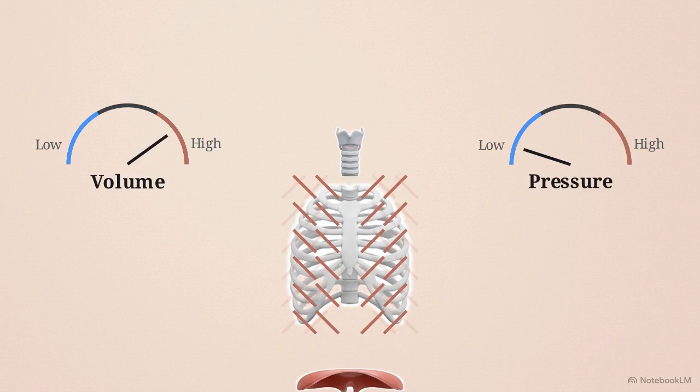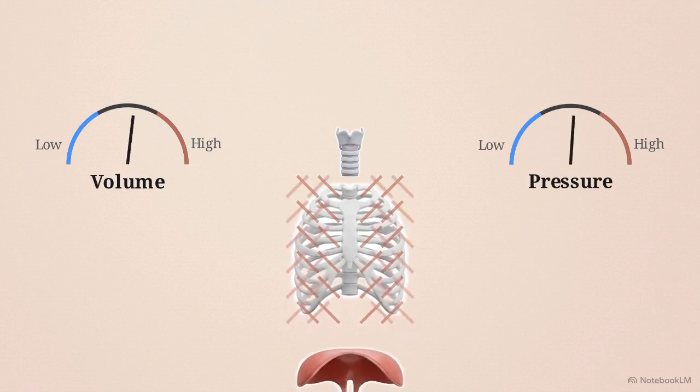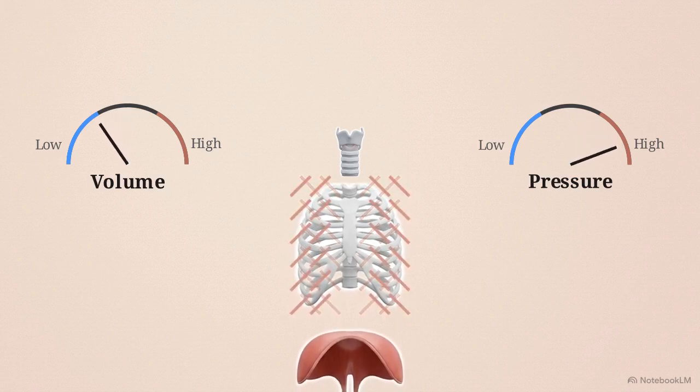The physics here are absolute. As the volume of a sealed container increases, the internal pressure drops. The air pressure inside the lungs falls below the surrounding atmospheric pressure, drawing air inward. Exhalation relies on antagonistic muscle pairs reversing this sequence. External intercostals relax, while internal intercostals contract, pulling the ribcage downward and inward. The diaphragm relaxes, springing back into its dome shape. Thoracic volume decreases, internal pressure rises, and air is pushed out.